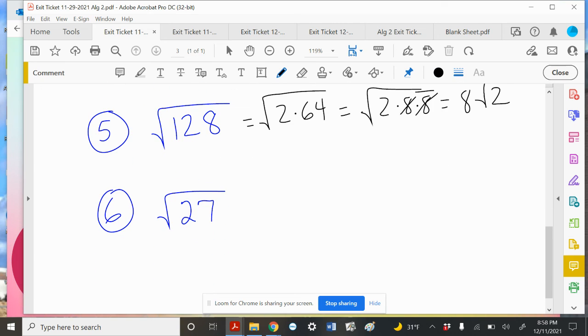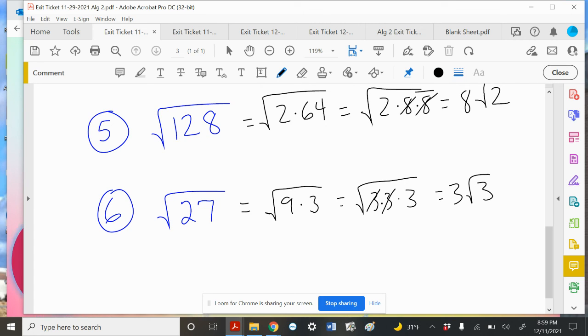And on the last one, I have the square root of 27. That is 9 times 3. That's going to be 3 times 3 times 3. Notice that I have 2 3s. Take those 2 3s out, and I have 1 left over, so that is 3 square root of 3. So that's how you deal with the square root problems on all of the problems that you'll see on the final.